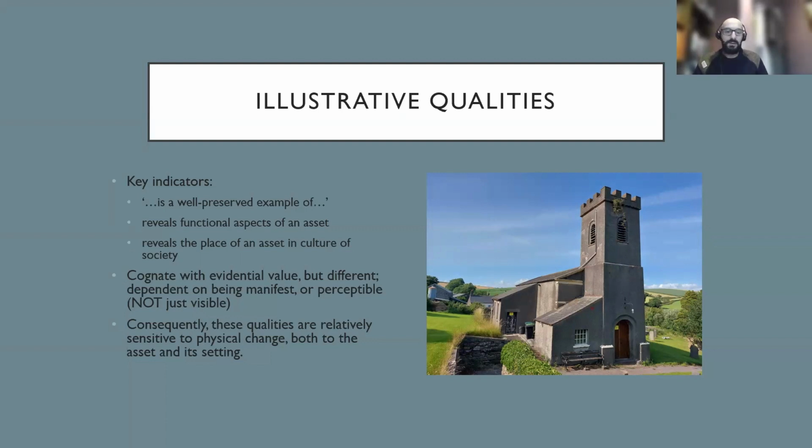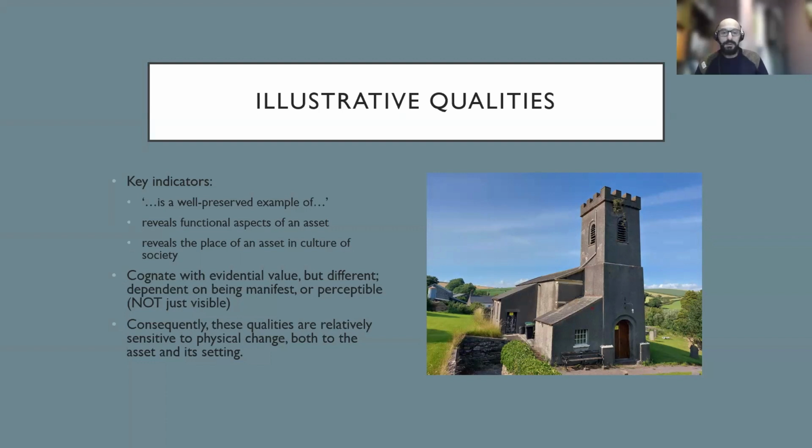There's a certain dependence on visibility or perceptibility. You've got to be able to see or experience that value for it to be valuable. So what that means is these values are quite sensitive to change, either to the asset or its setting. You can change how the asset appears or is experienced, and that will completely change how you experience the past through it.